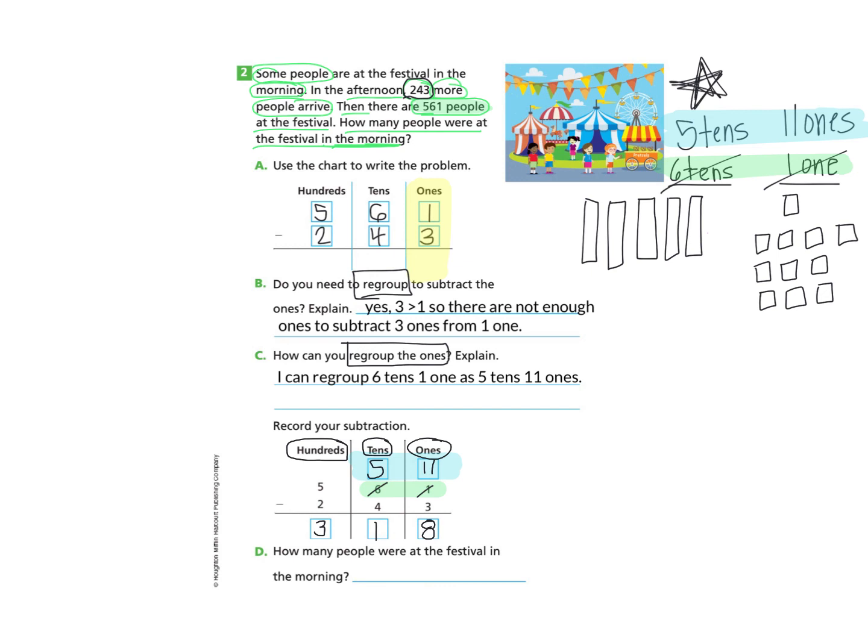So we can answer part D. How many people were at the festival in the morning? There were 318 people. If you would like to go back and re-watch this video, you may do so and pause along the way as needed.